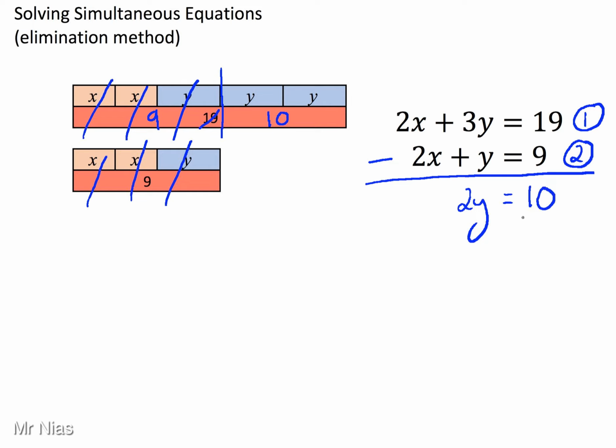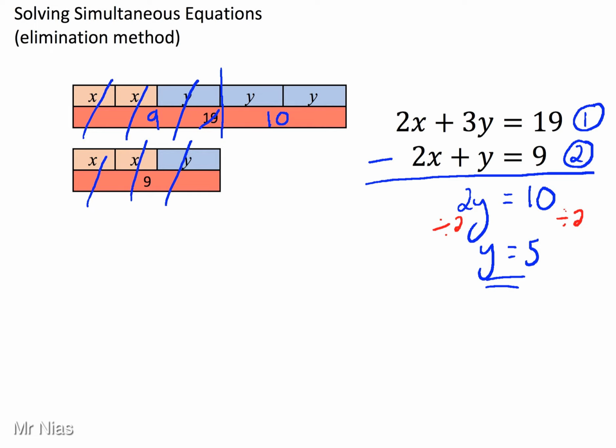Next part of my flowchart says solve to find the value of your variable. Now my variable is y. I've got 2 y's here, and they're the same as 10. So I don't want 2y, I just want the 1. So I'm going to divide by 2 to find out the value of one of the y's. 2y divided by 2 just leaves y. 10 divided by 2 is 5. That makes sense, doesn't it? 2 times 5 is 10. So that's the value of y. Remember, that value will be the same for both equations.